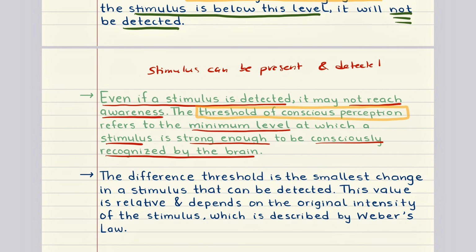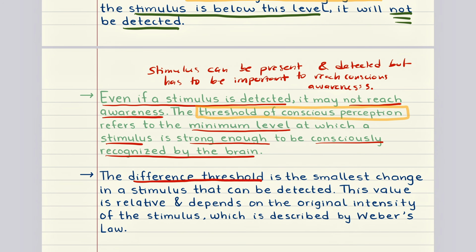Now, there's another type of threshold that we need to learn about, and that is the difference threshold. The difference threshold is the smallest change in a stimulus that a person can still detect. This is also called the just noticeable difference because it is the smallest difference that is just barely noticeable.